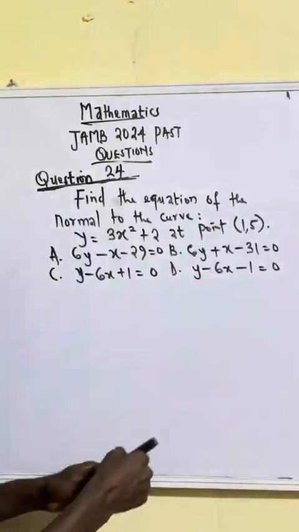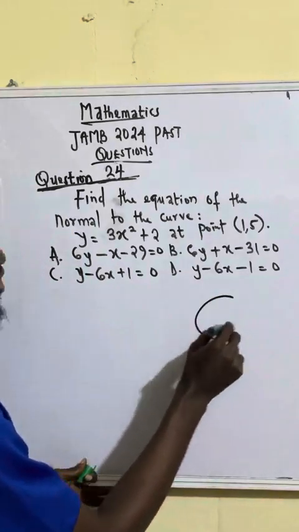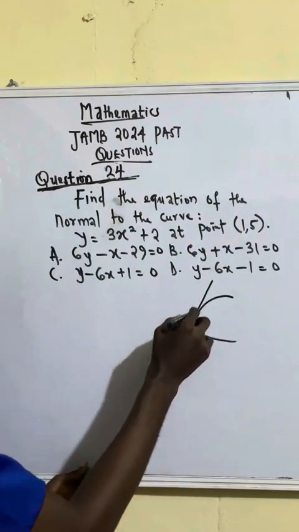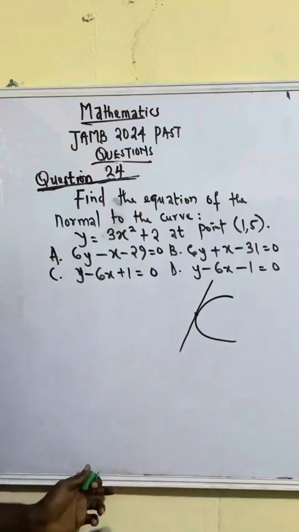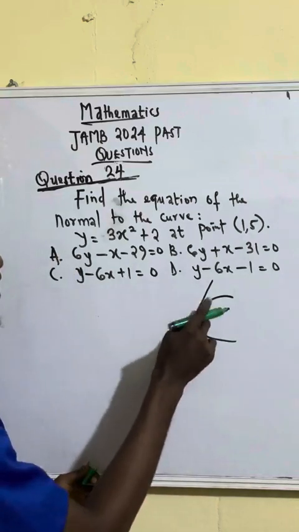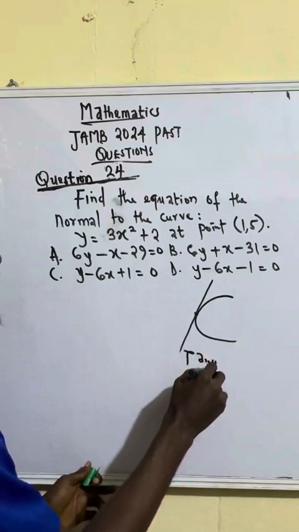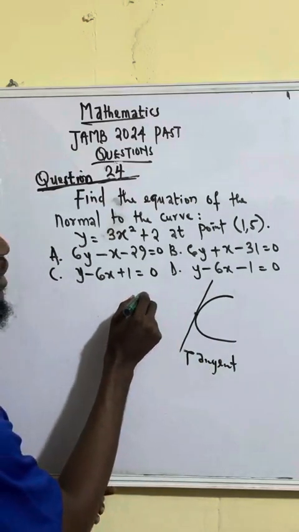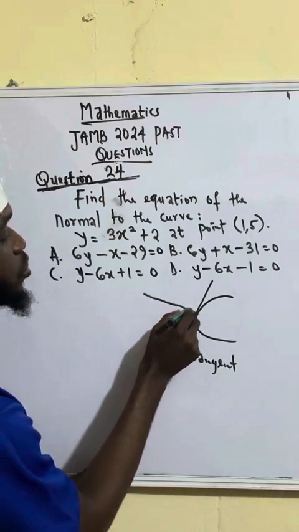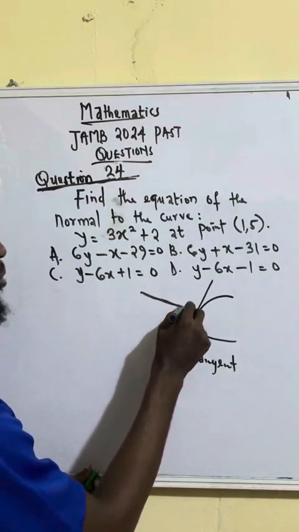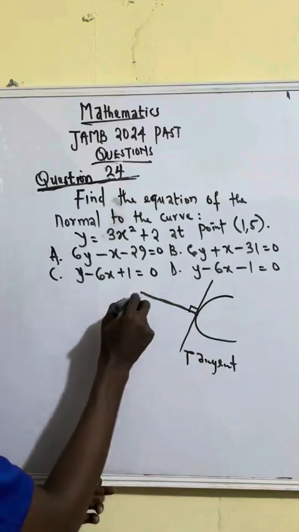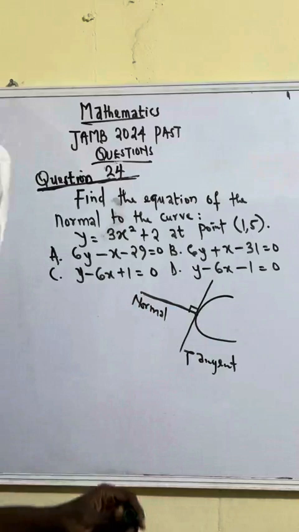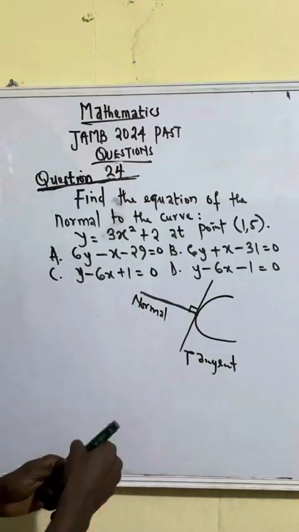First of all, let me draw a curve and tell you what a tangent is. If I draw a straight line touching the curve at only one point, that line that touches the curve at one point is called a tangent. Now, if I draw another line perpendicular to the tangent, that line is called the normal. So now the relationship between both of them is just that.